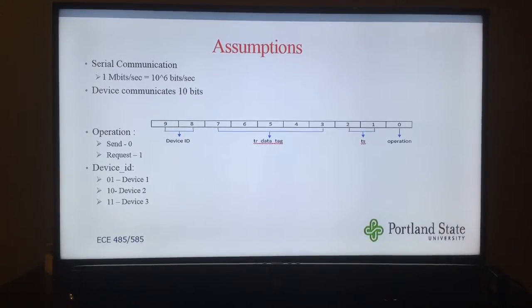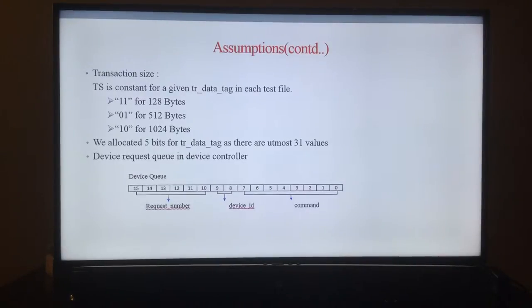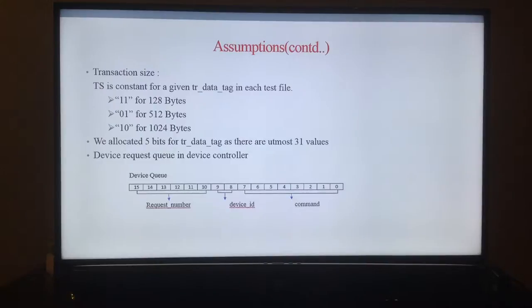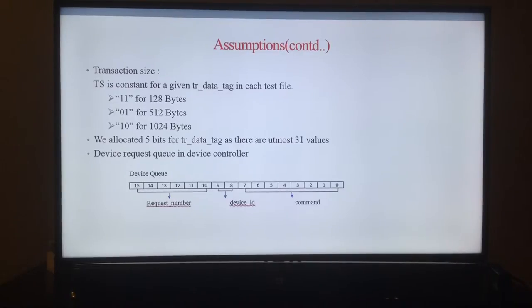The 8th and 9th bits represent the device ID. If it is 01, that is device 1, 10 represents device 2, and 11 represents device 3. In the case of transaction size, we consider it constant for a given TR data tag in each test file. For these two bits, 11 represents 128 bytes of data, 01 represents 512 bytes of data, and 10 represents 1024 bytes of data. We allocated 5 bits for the TR data tag, as there are only 31 TR data tag requests.